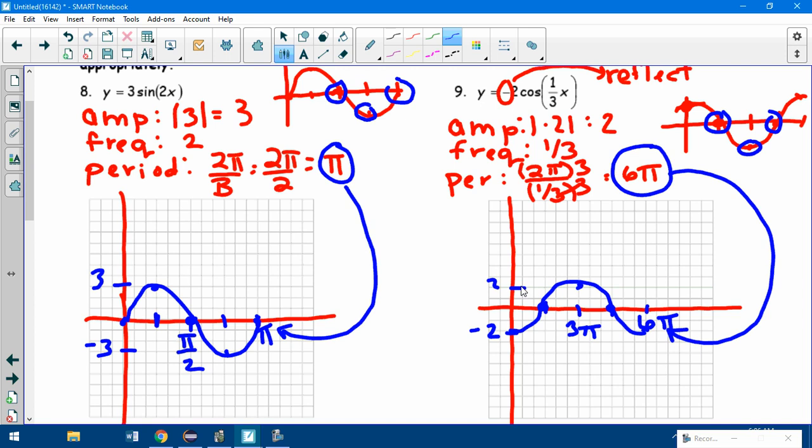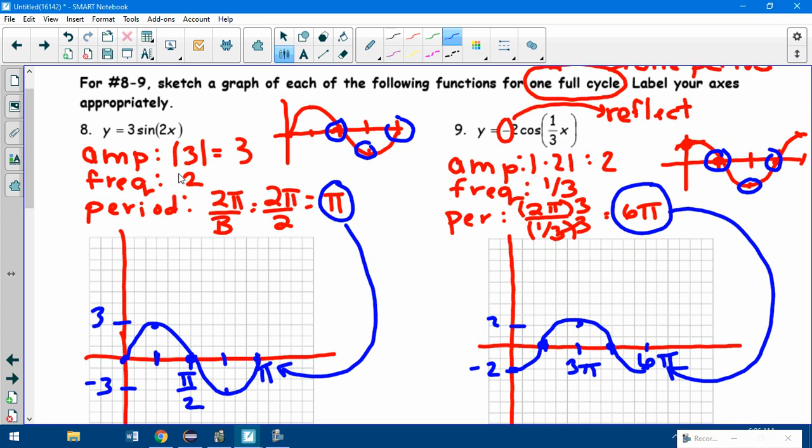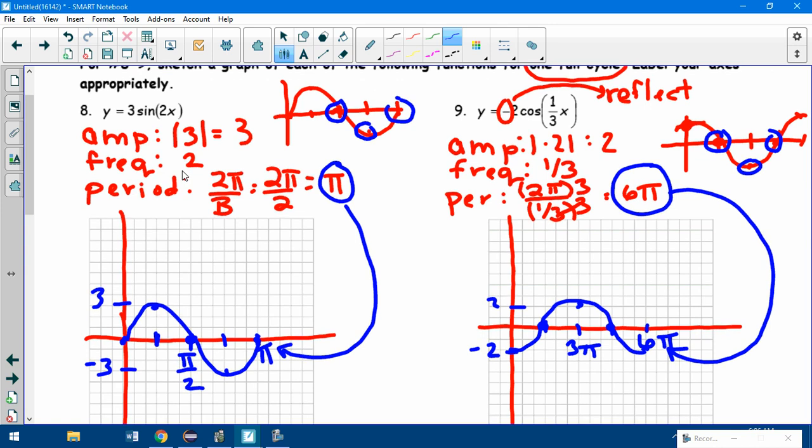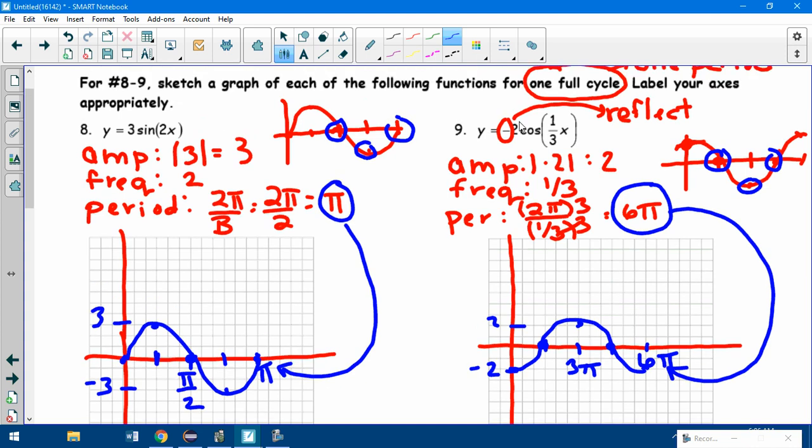But you can. So I think some of you were getting confused with frequency. Frequency is just how many cycles there would be between 0 and 2 pi. So this one's kind of easy to see. If I had gone to 2 pi, there'd be another cycle. I didn't because the graph only asked for one cycle.